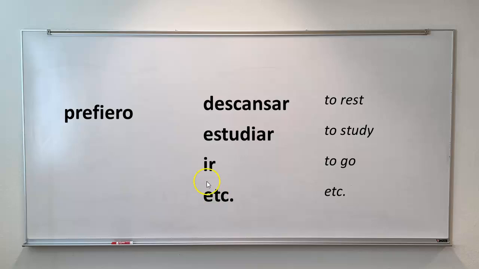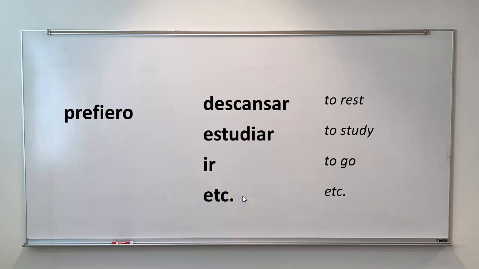Okay, so the next exciting use is to conjugate the verb preferir in the present tense and to follow it with an infinitive. And we use this structure to say that you or someone else prefers to do something. So if you want to express the idea to prefer to do something, conjugate preferir in the present tense and follow it with an infinitive.